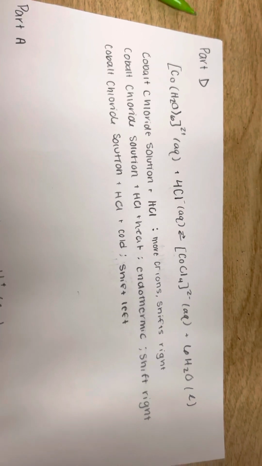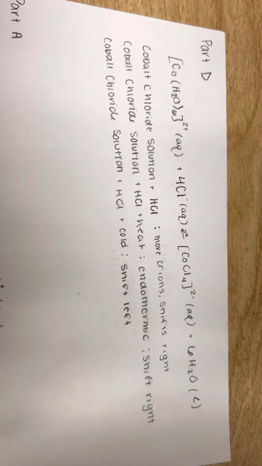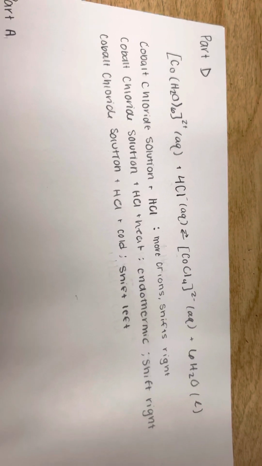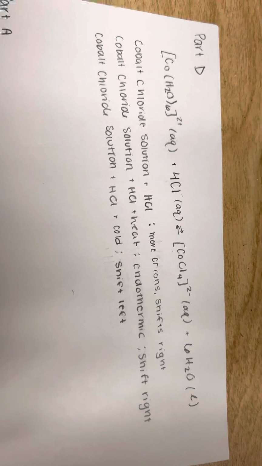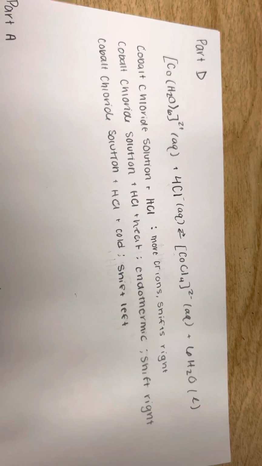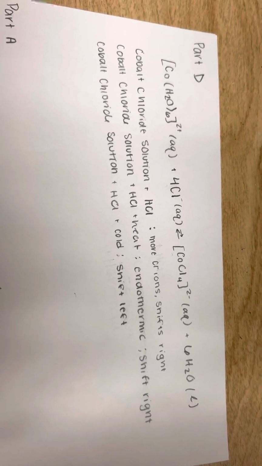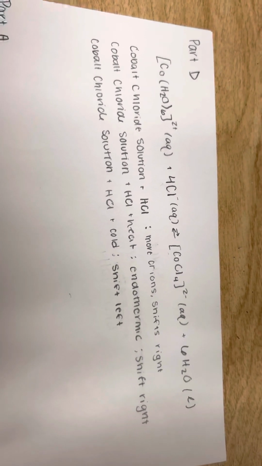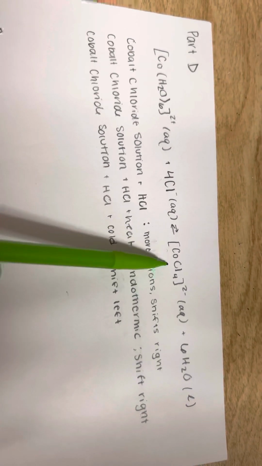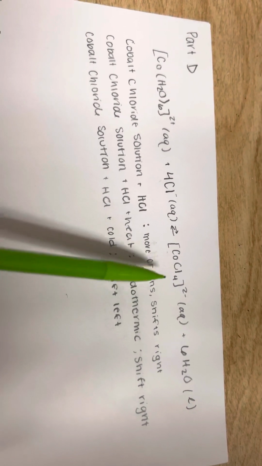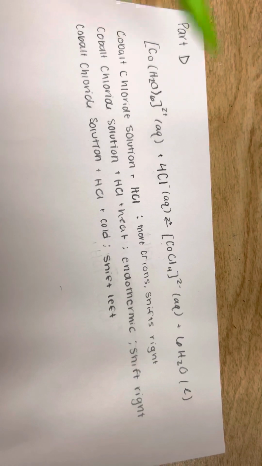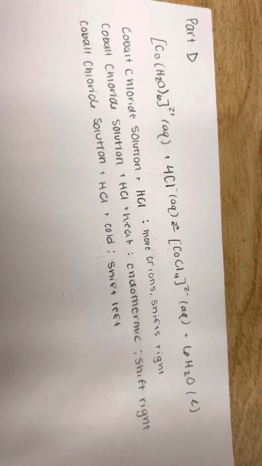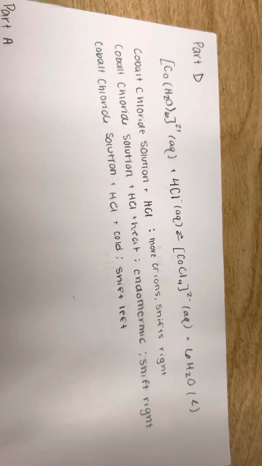When heat is added to the cobalt chloride solution plus HCl, the reaction is endothermic, which also shifts right. So as heat is added, the equilibrium turns a dark blue color, which again corresponds to an increase of the CoCl4 2-, which means that the equilibrium is shifting right because the equilibrium is moving towards the CoCl4 2-, creating the blue color.